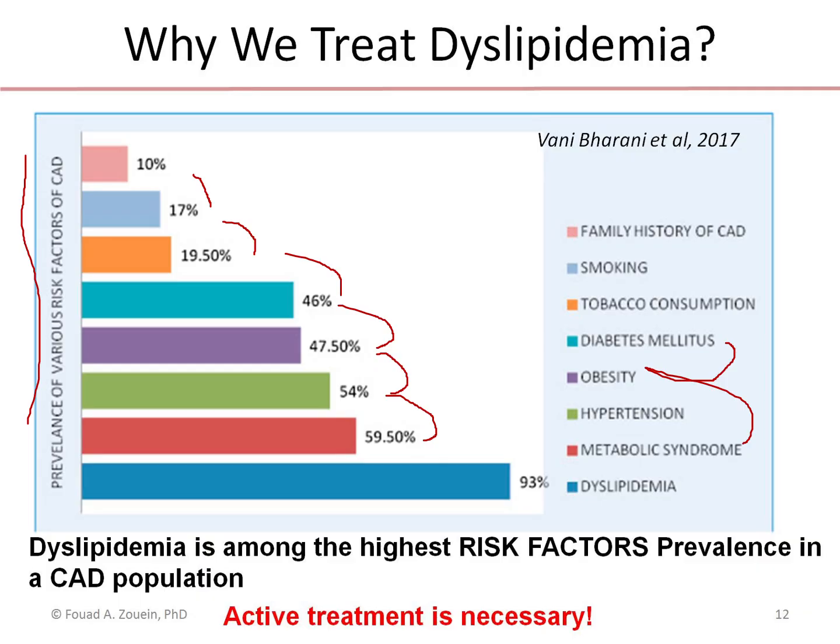But look at that. In dyslipidemia, the risk increased to 93%. So dyslipidemia by itself is among the highest risk factors in CAD prevalence. So it's very important when you have a dyslipidemic patient that is at high risk of coronary artery disease development to start treatment.